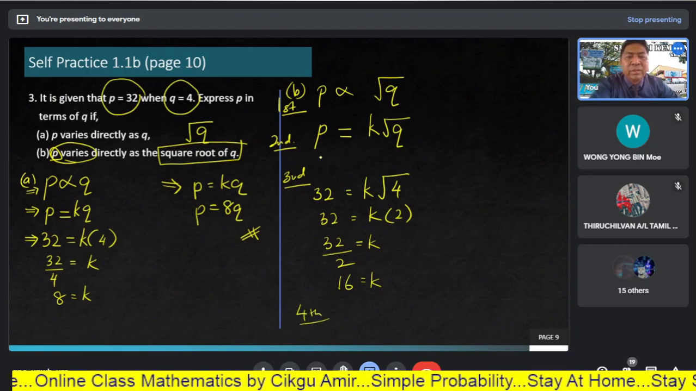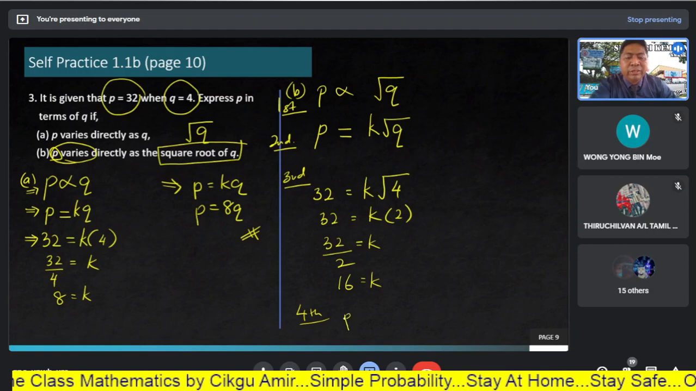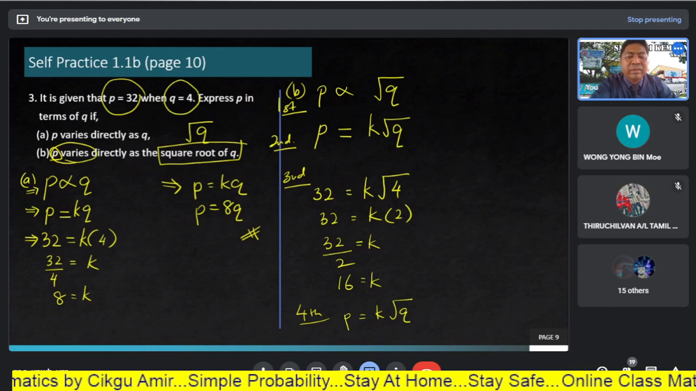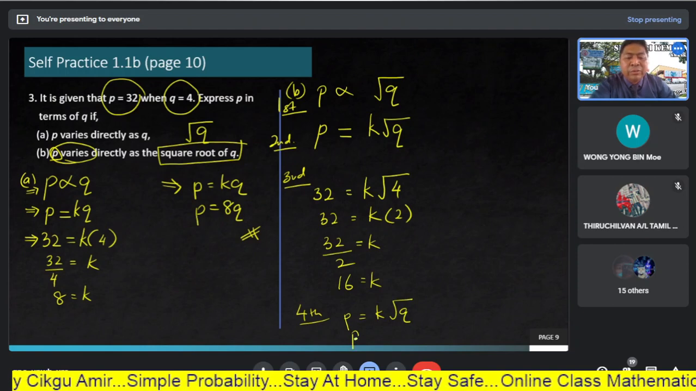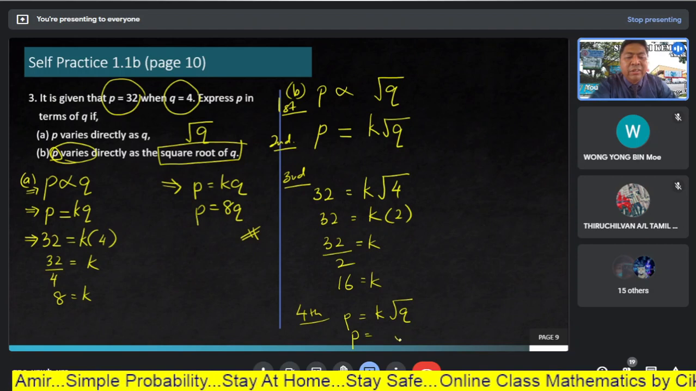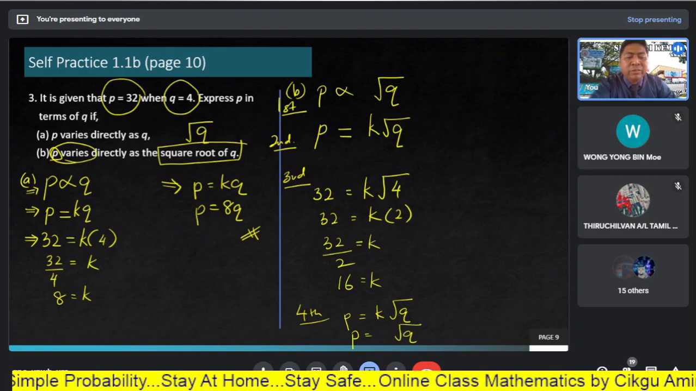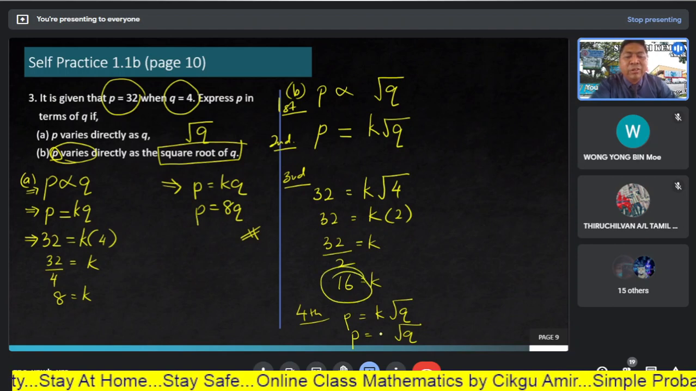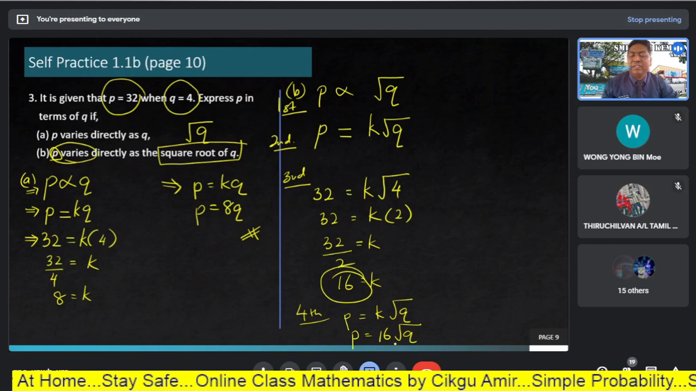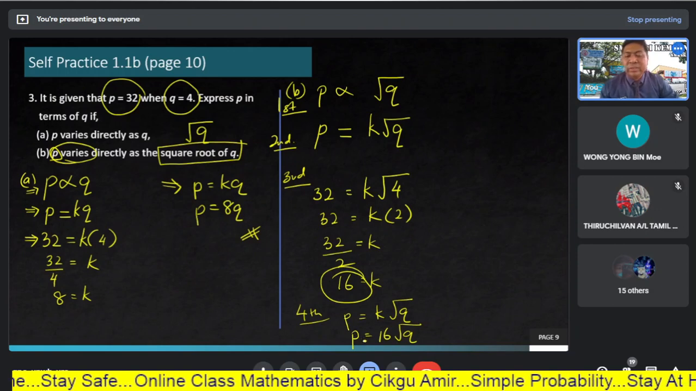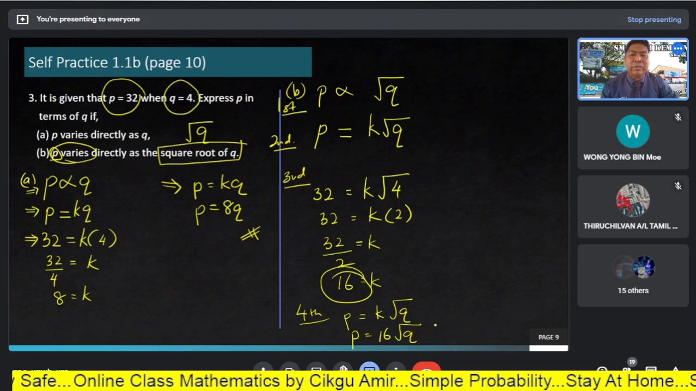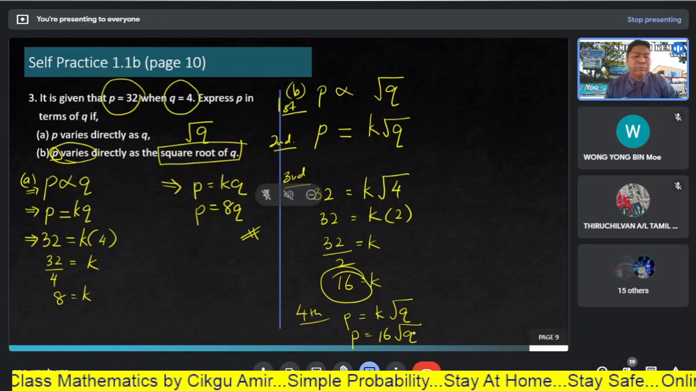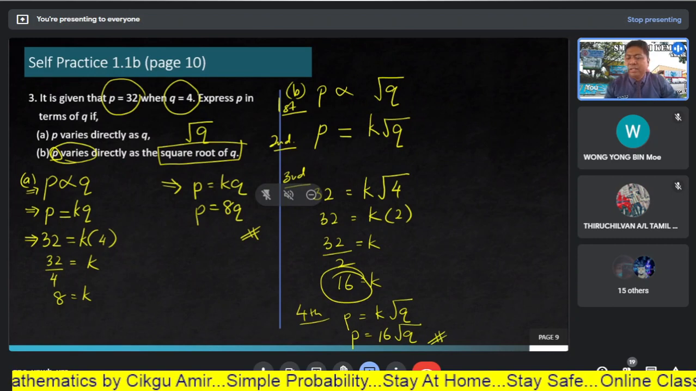The last step, we take the equation form, P equals K square root of Q. No change for P, and no change for square root of Q. The only change is the value of K, which is now 16. The answer is P equal to 16 square root of Q. This is for B, number 3B.